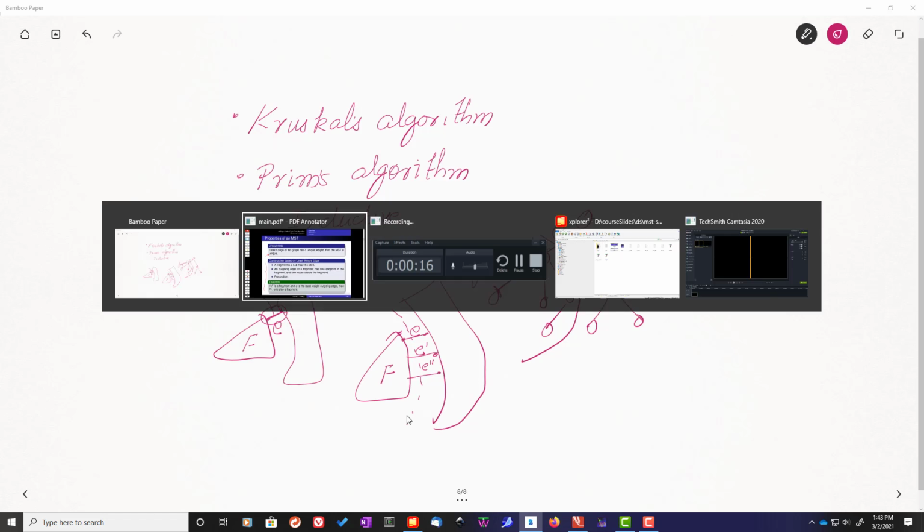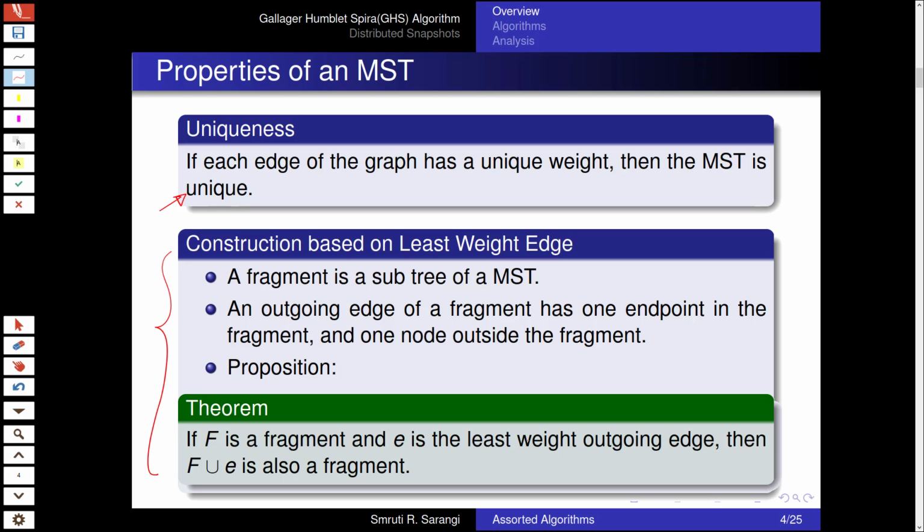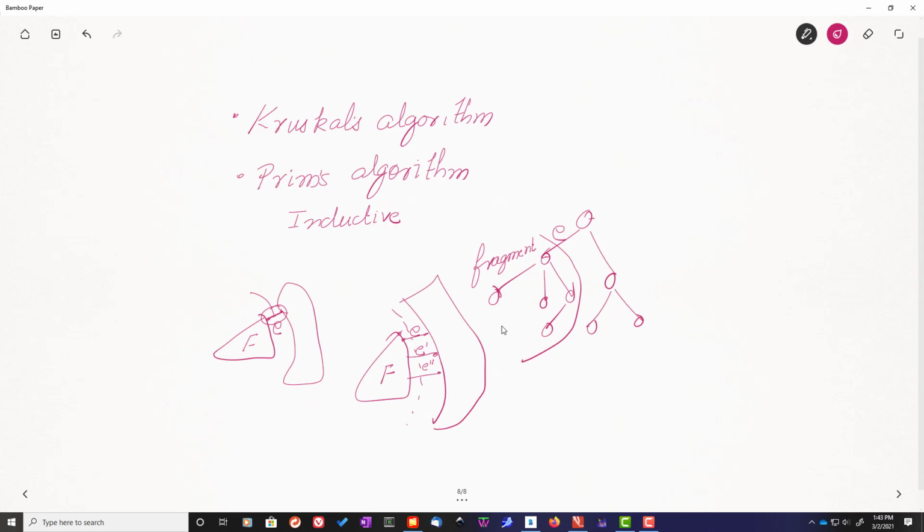So what the theorem is saying, just look at it. If E is the least weight outgoing edge, which means that out of all the edges that connect this fragment to the rest of the tree, if E is the one which has the least weight, then the claim is that F union E, which basically means that I can create a new fragment like this, will also be a fragment of the MST, in the sense that E will be an edge which is a part of the MST, that makes F union E also a fragment of the tree.